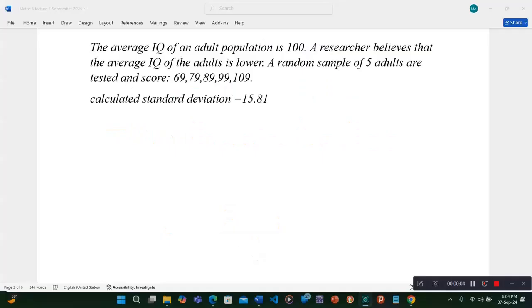The average IQ of an adult population is 100. A researcher believes that the average IQ of the adults is lower. A random sample of 5 adults are tested and scored 69, 79 up to 109. The calculated standard deviation is equal to 15.81. So they want us to test the claim that the IQ is lower.